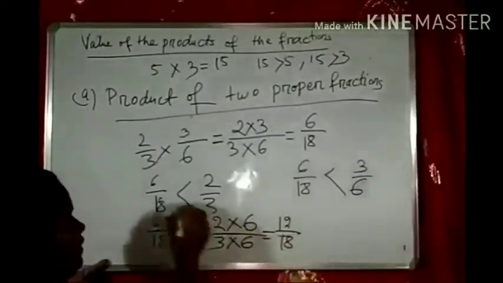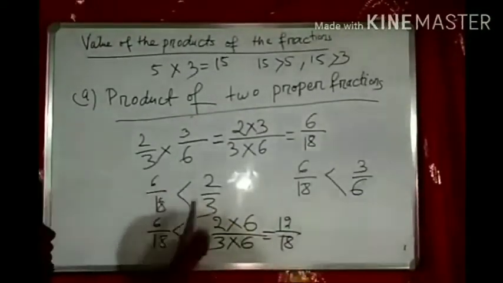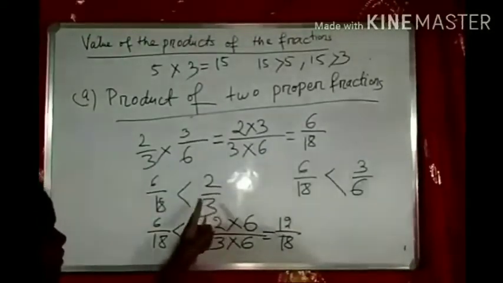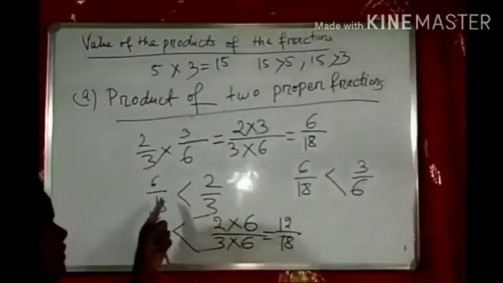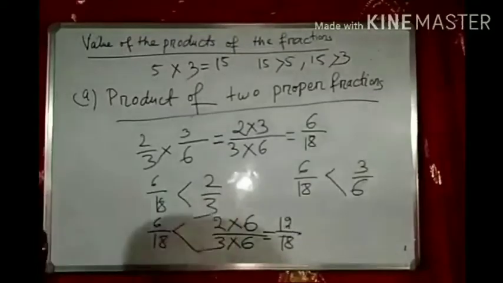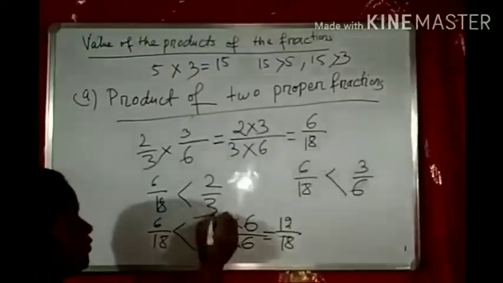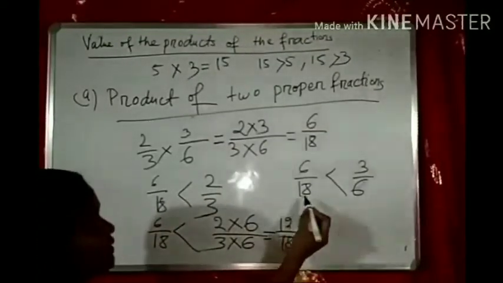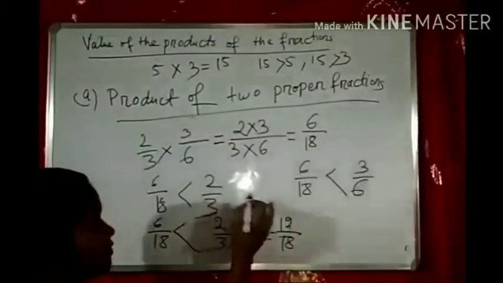12 by 18. That's why 6 by 18 is lesser than 12 by 18. The product is less than the number which we have multiplied. Next, another fraction we have multiplied.